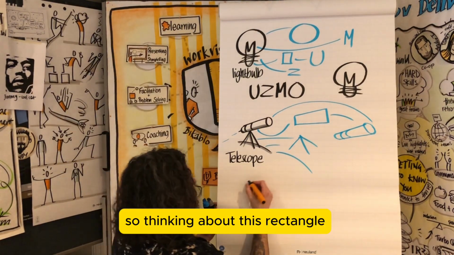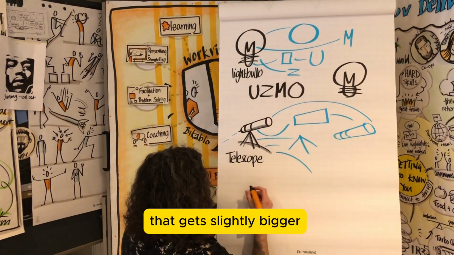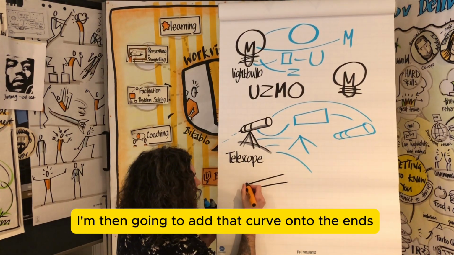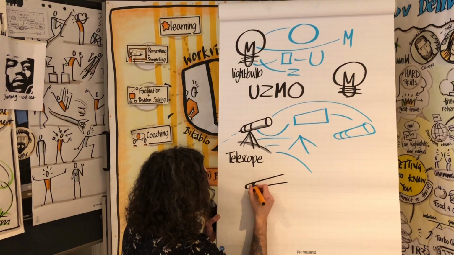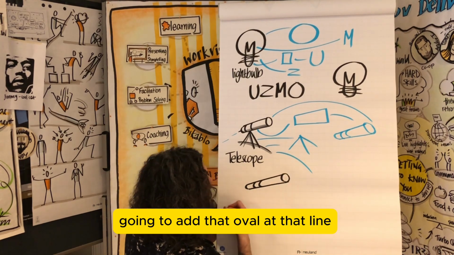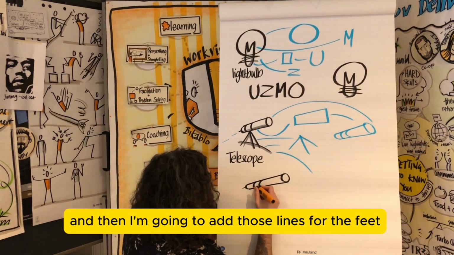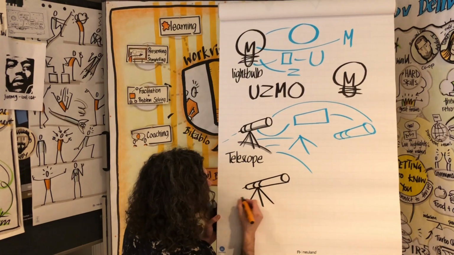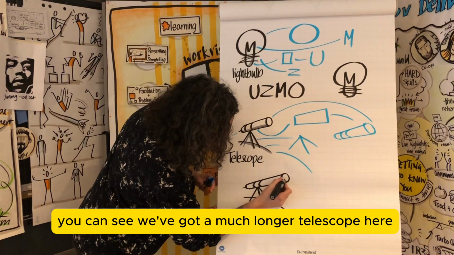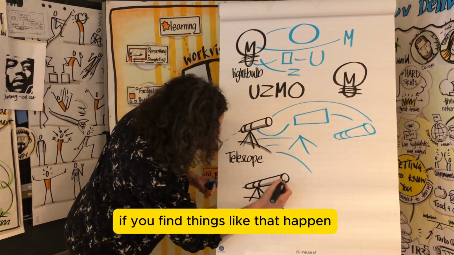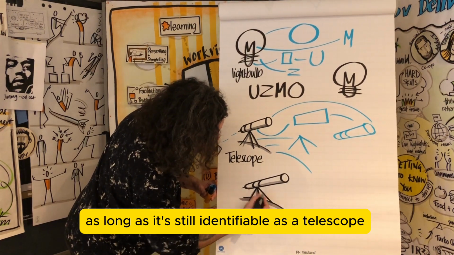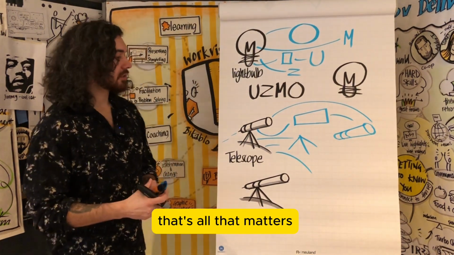So thinking about this rectangle that gets slightly bigger, I'm going to draw those 2 lines in. I'm then going to add that curve onto the ends and those 2 more curves. I'm going to add that oval, add that line, and then I'm going to add those lines for the feet and that line for the ground. And you can see we've got a much longer telescope here. If you find things like that happen, don't worry about it. As long as it is still identifiable as a telescope, that's all that matters.